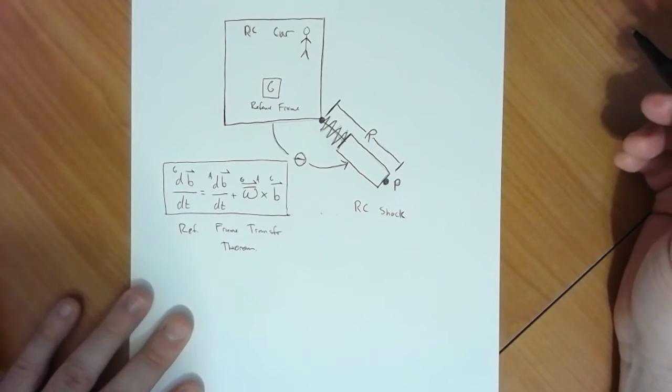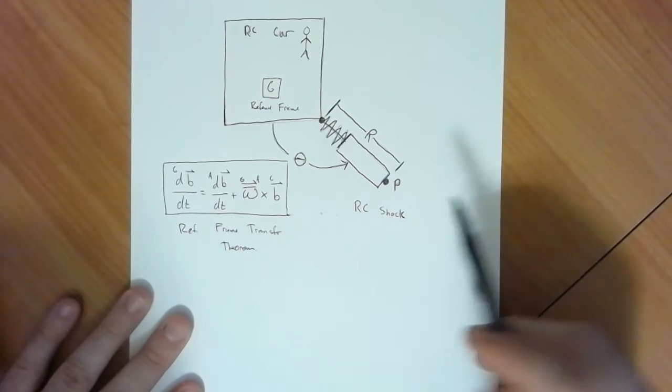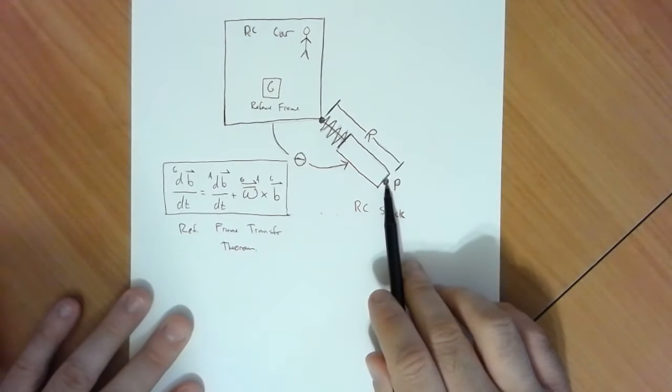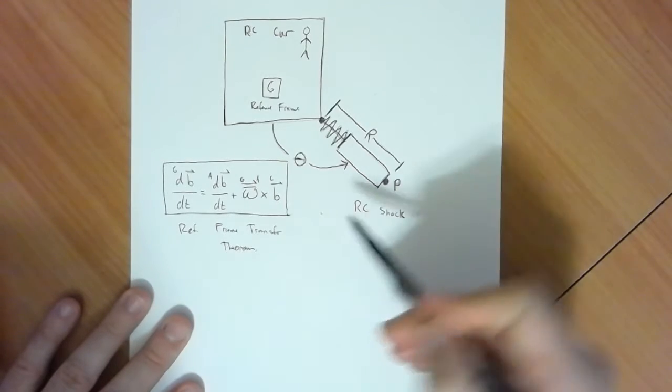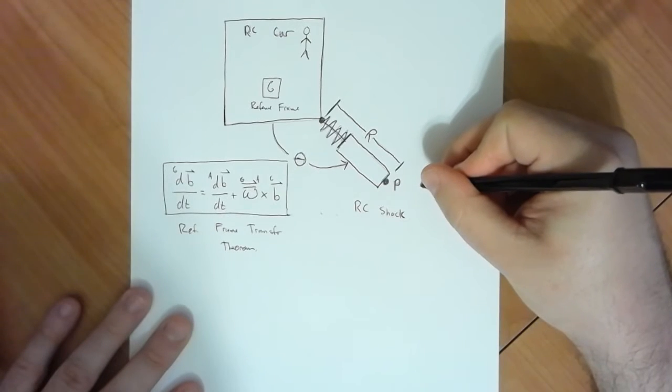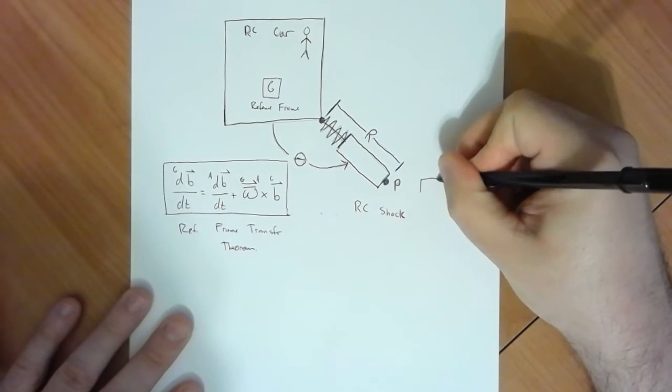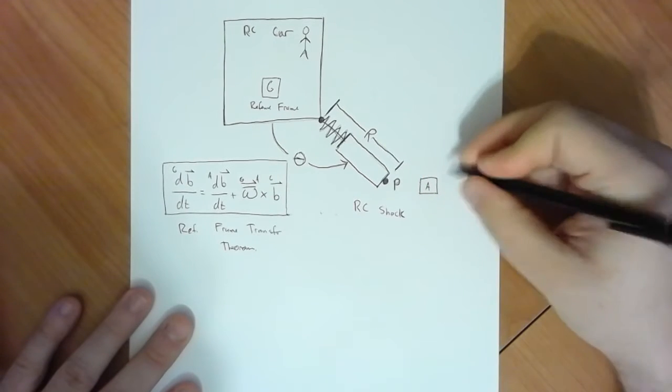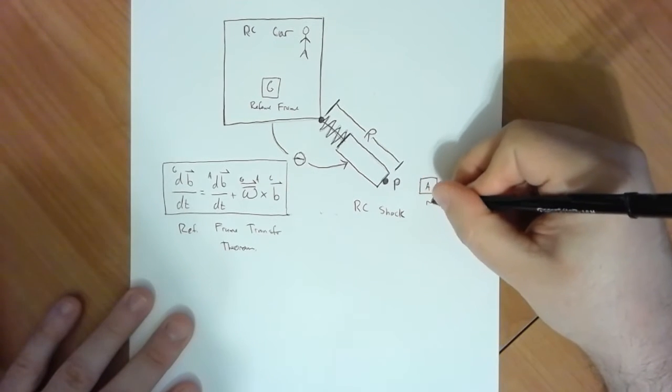And then the second reference frame is going to be a reference frame that's basically stuck to point P here. So a reference frame that rotates and moves with point P. So we'll call that A. So that's a second reference frame.